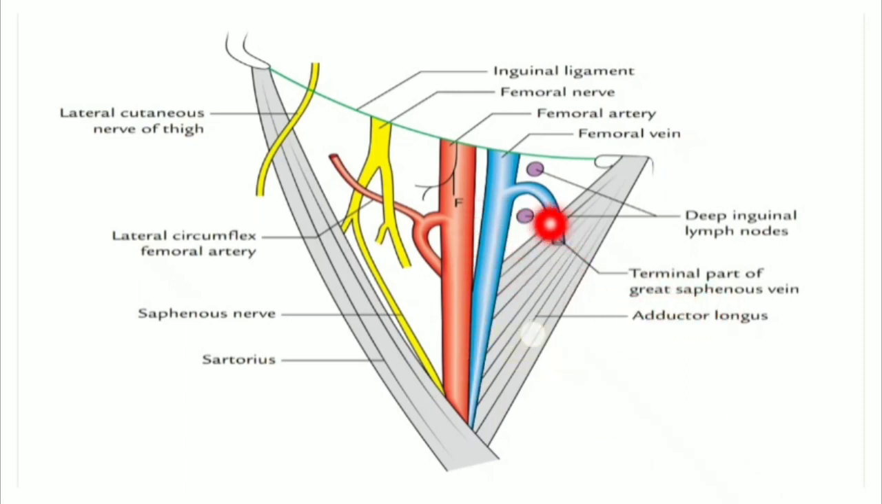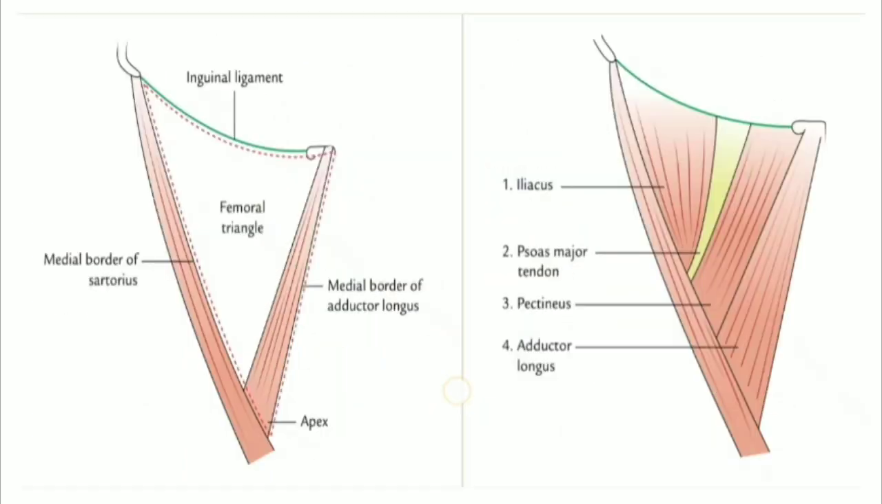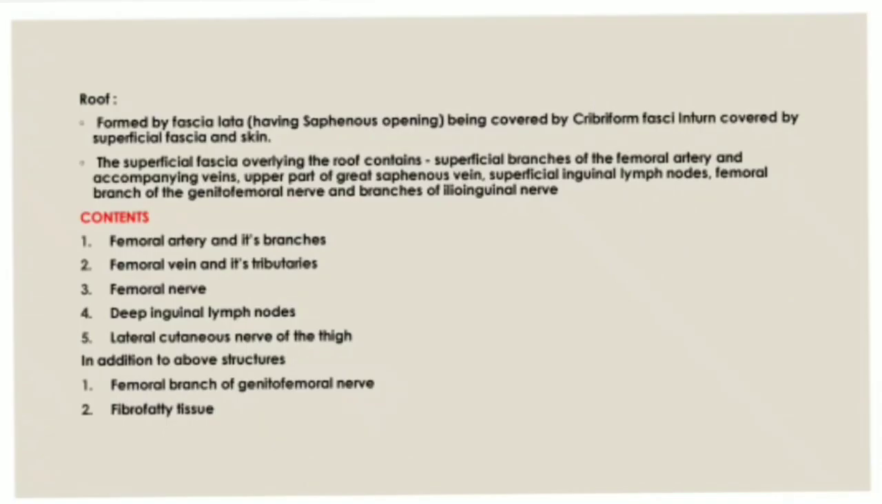These contents I'll discuss on the upcoming slide. Just now, remember why it has a saphenous opening over there. Through the saphenous opening only, the great saphenous vein will enter that opening and join the femoral vein. So nature has created a saphenous opening in the fascia lata.